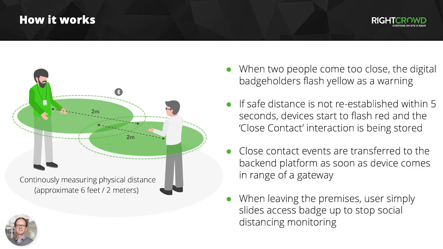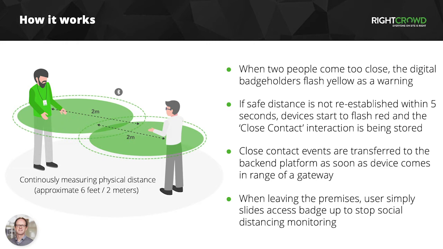However, if those two people remain too close beyond that warning period, then two things will happen. The first one is that both badge holders will switch from the yellow blinking, which was the warning, to a red blinking, more of an alarm type state. So visually, you now see, hey, you really remain too close, I'm going to that alarm state.